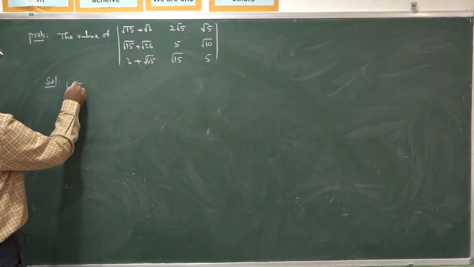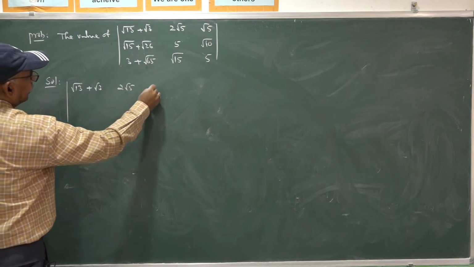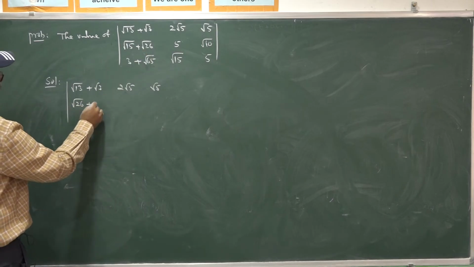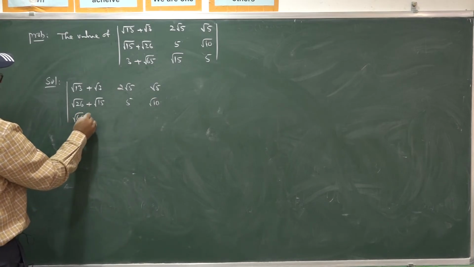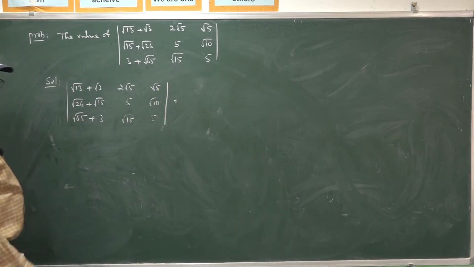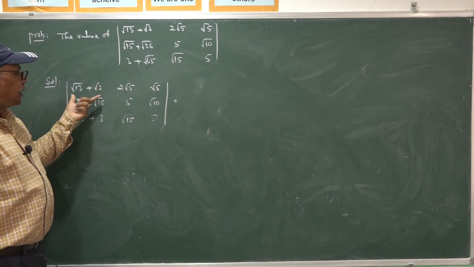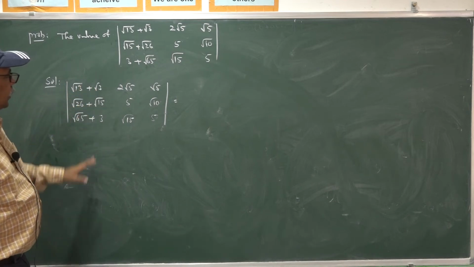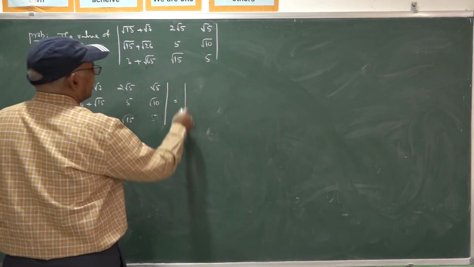Now, consider the determinant like this: root 13 plus root 3, 2 root 5, root 5. Write root 15 plus root 26 as root 26 plus root 15, 5 root 10, and root 65 plus 3, root 15, 5. Here each and every term of the first column is expressed as a sum of 2 terms. So, you can split this determinant as a sum of 2 determinants by the properties of determinants.